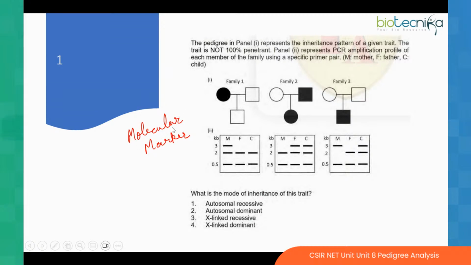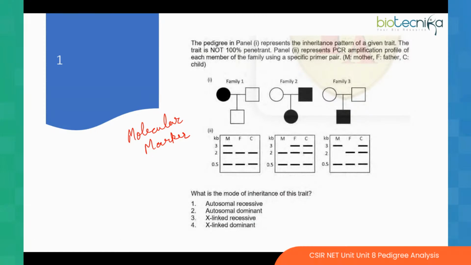So guys, this is just tip number 1: if you are lacking, or if you have any kind of doubt in molecular markers, this is the time to get it cleared. Because a lot of questions we see nowadays are associated with molecular markers. So molecular markers is something that should be completely solid with you, the concept as well as how to comprehend the data given. All right, so let's see this question, everyone.